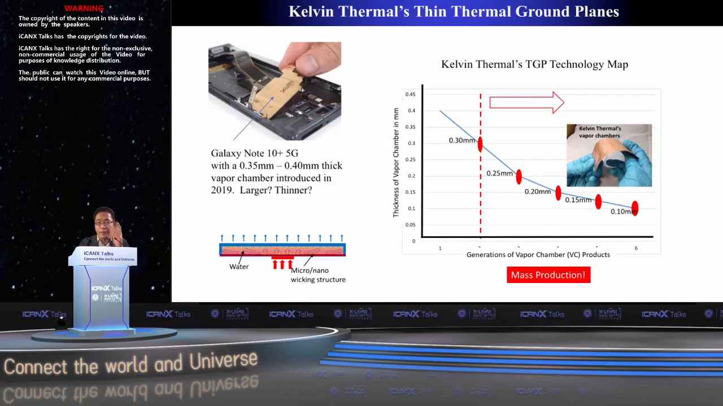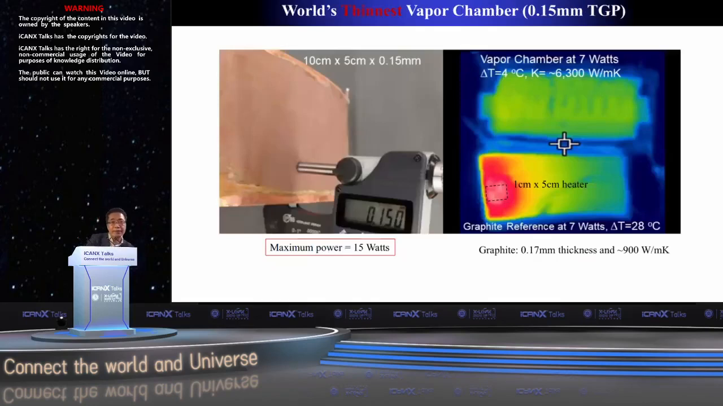And we actually have a technology roadmap. Basically, the idea is to make them 0.15 millimeter thick, and I believe last month we sent 2,000 pieces to different smartphone makers to test. So this one is a device of 0.15 millimeter, and we can handle 7 watt power. You can see the comparison on the right side. The comparison between our device and graphite shows the temperature is much more uniform using our vapor chamber. And the other thing is we have an equivalent thermal conductivity of about 6,000 watt per meter per K. This shows a pretty good comparison. And importantly, because they are very thin, right?